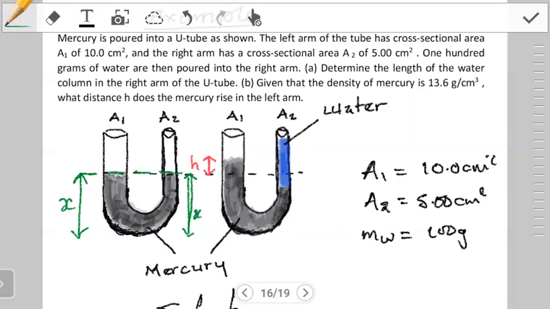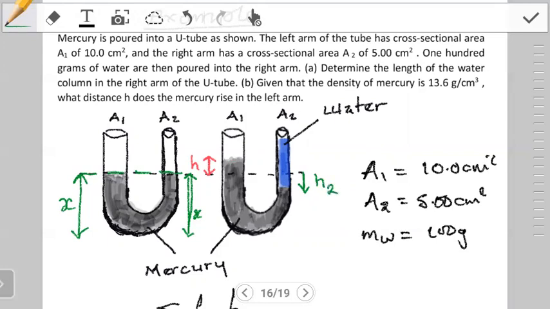But now, after adding water on the right arm, we see that the height of mercury on the left arm increases by this factor h. On the other hand, on the right arm, it reduces by some height. In the previous example, this side reduced by some factor and increased the other side by the same factor. But because of the difference in cross-sectional area, these two quantities will be different. So I'm going to label this as h2.